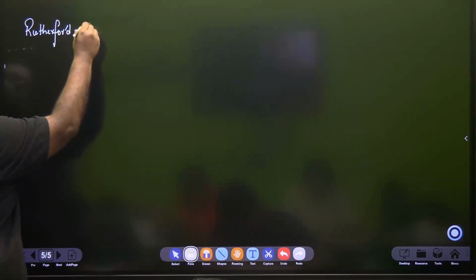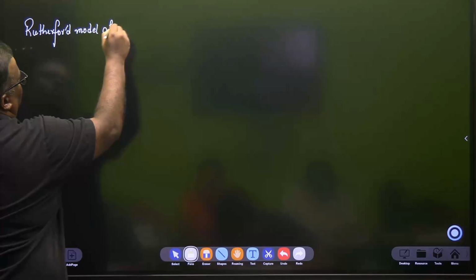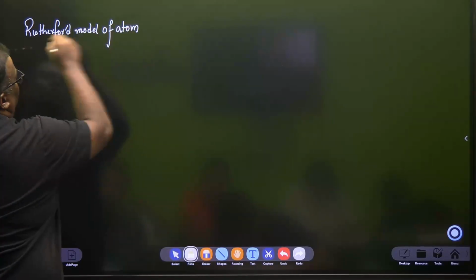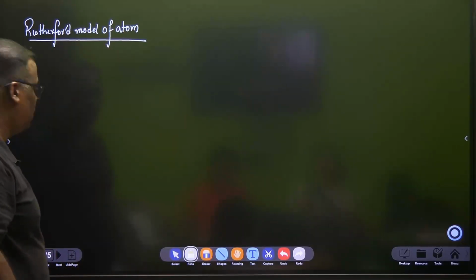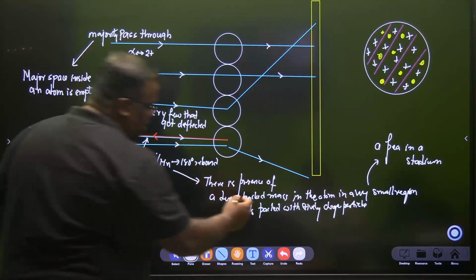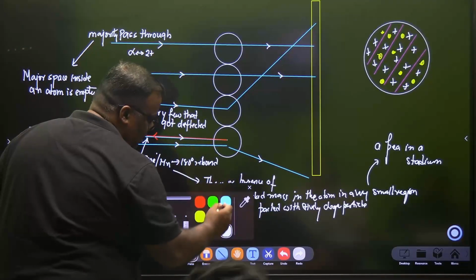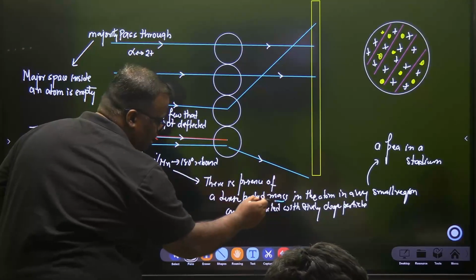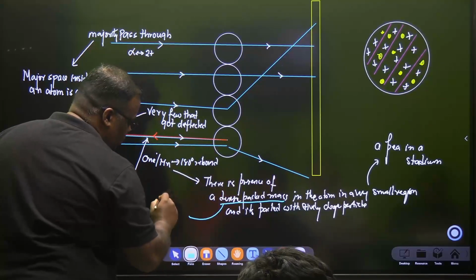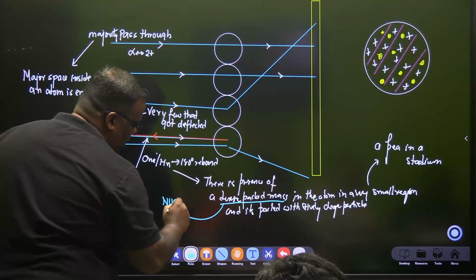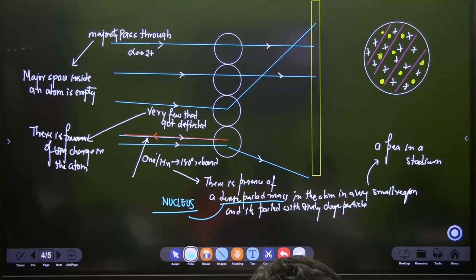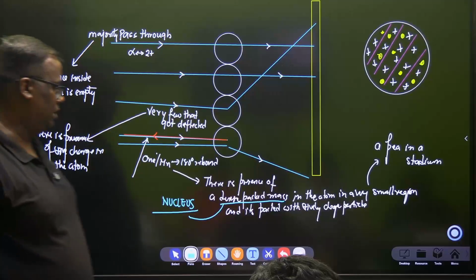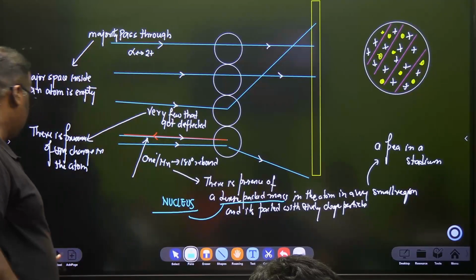Rutherford's model of the atom. This is part of gold leaf only. From gold leaf you are able to give another model. Cathode ray gave the model of Thomson, and there is a presence of a dense packed region. This, what do you call as dense packed mass? This is what for the first time the word was coined as nucleus. Rutherford coined the word nucleus. Before this, there was no word of nucleus. So let's see what is the Rutherford's model.